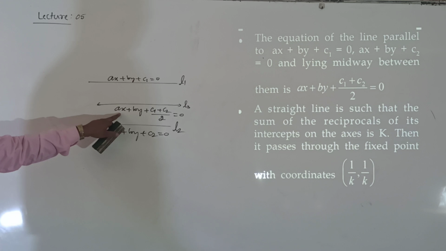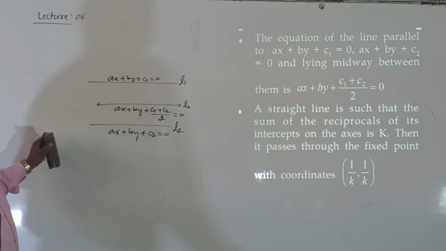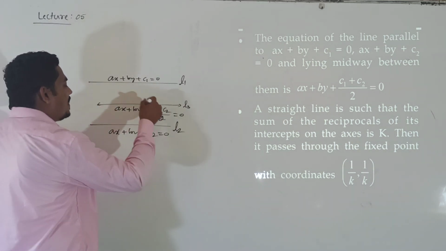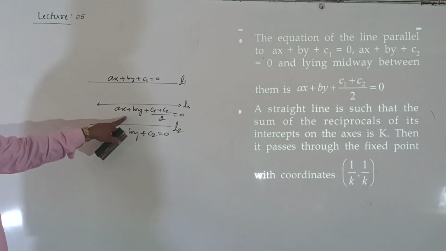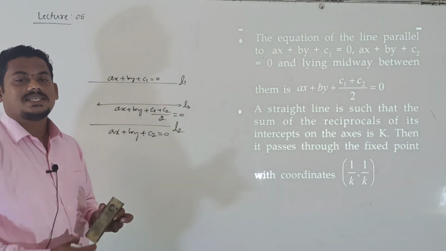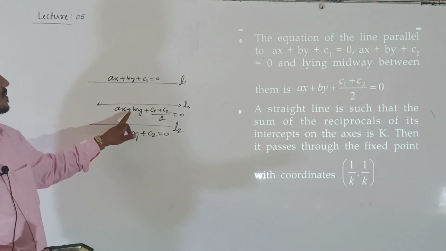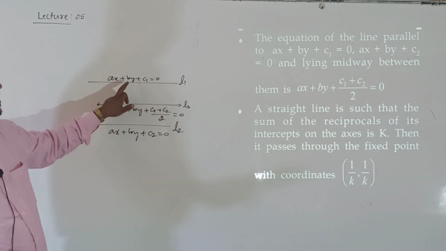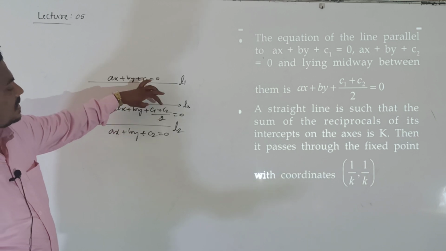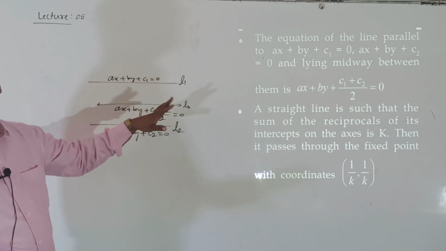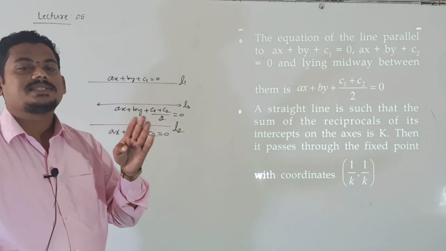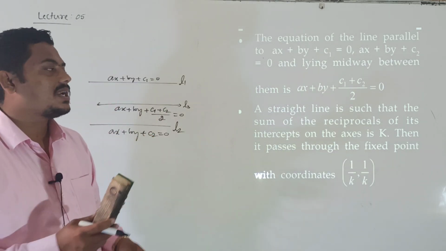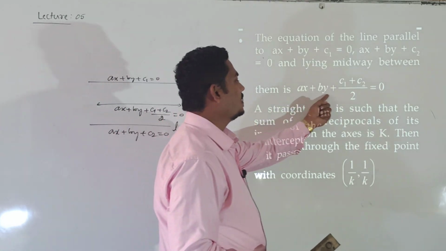The coefficient of x in these three lines is the same because they are parallel. If lines are parallel, then the corresponding x and y coefficients are the same, right? The line midway between two lines is ax plus by, and the constant term is (c1 plus c2) divided by 2, when a line is parallel to the given two lines and lies midway between them, right?